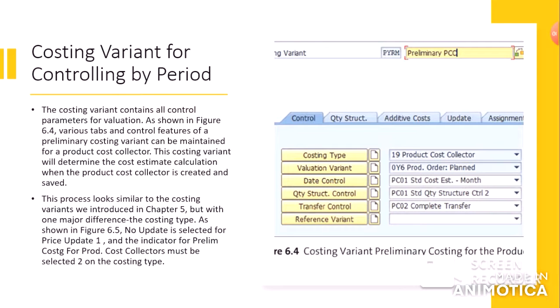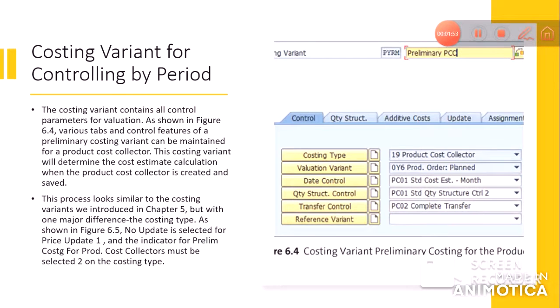So costing variant for controlling by period. So the costing variant preliminary costing for the production. The costing variant contains all control parameters for valuation, as shown in this figure. Various tabs and control features of the preliminary costing variant can be maintained for a product cost collector. This costing variant will determine the cost estimate calculation when the product cost collector is created and saved.